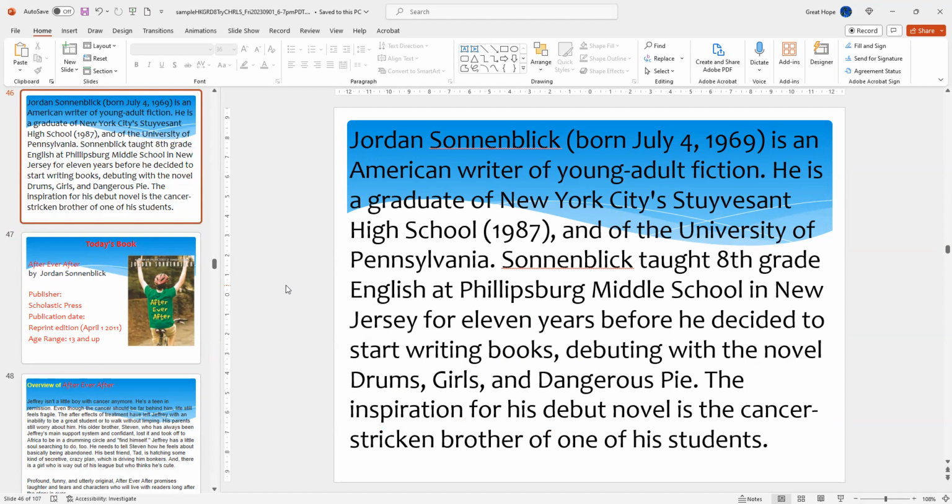Jordan Sonnenblick, born July 4th, 1969, is an American writer of young adult fiction. He is a graduate of New York City's Stuyvesant High School, 1987, and of the University of Pennsylvania. Sonnenblick taught 8th grade English at Phillipsburg Middle School in New Jersey for 11 years before he decided to start writing books, debuting with the novel Drums, Girls, and Dangerous Pie. The inspiration for his debut novel is the cancer-stricken brother of one of his students.